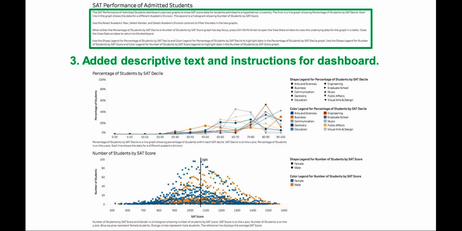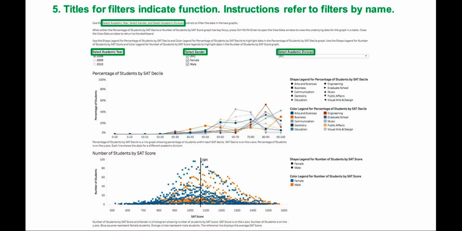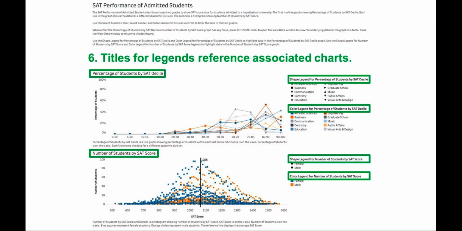I then added a text object with a description of the dashboard and instructions for how to use the filters and categorical legends. Captions that describe the charts are also very helpful for understanding what they display, so I added those as well. I also made sure that the titles of the filters indicate their function and that the instructions refer to the filters by their exact titles. And to make sure that the user knows which legends go with which chart, I gave them titles that make the relationships clear.